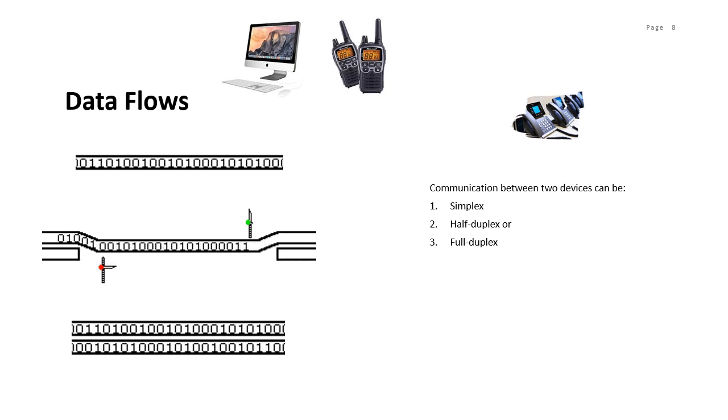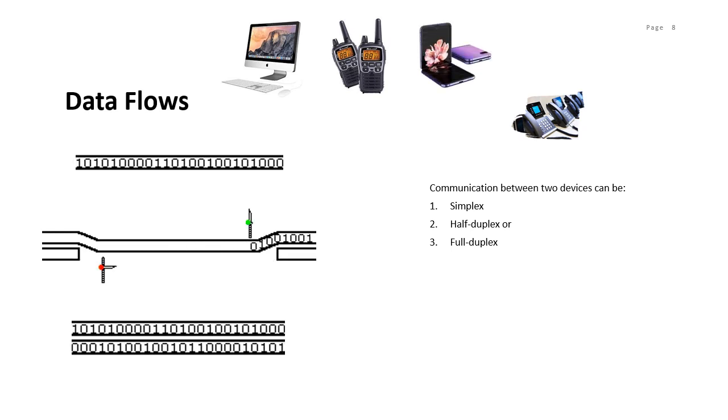Then we have full duplex. Full duplex means both stations can transmit and receive simultaneously, and the example is your phone or the Galaxy X.